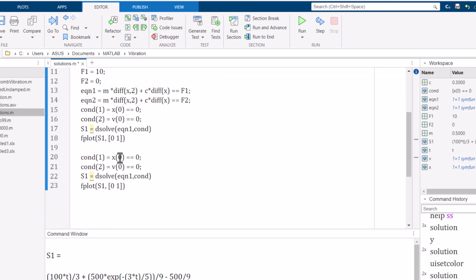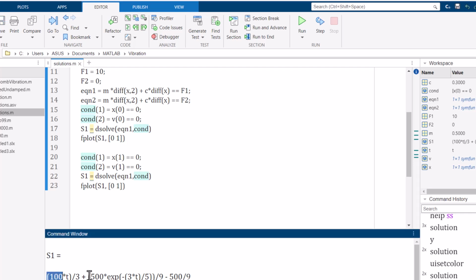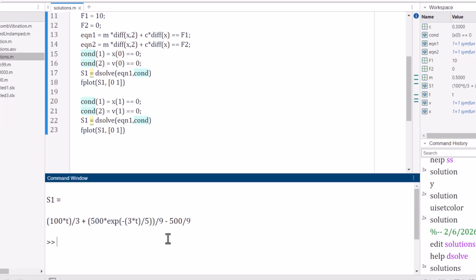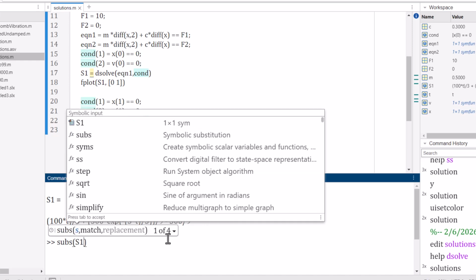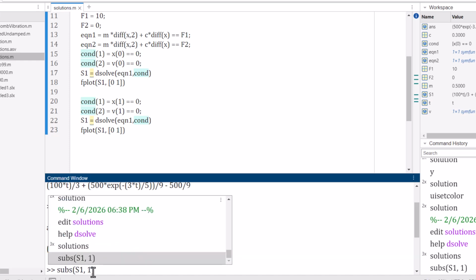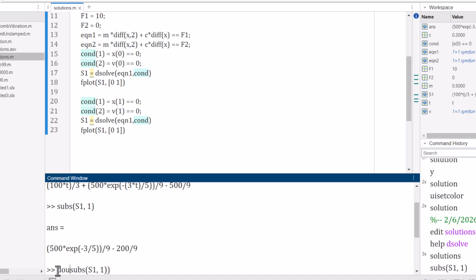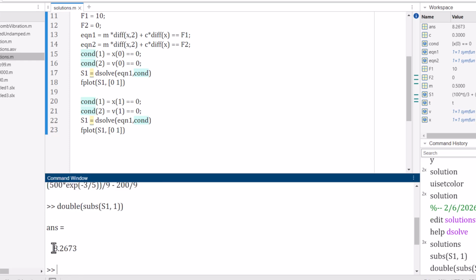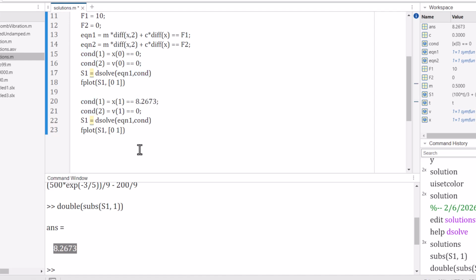Okay, so what are the initial conditions now? The position and velocity after 1 second has to be the new initial conditions. So in order to find that, here I have S1, and I have to find the value of S1 at 1 second. It gave me the results in a symbolic format, so I have to use the double function to convert it into a number. So this is the final position after 1 second, and it is going to be the initial condition for the second part of the solution.